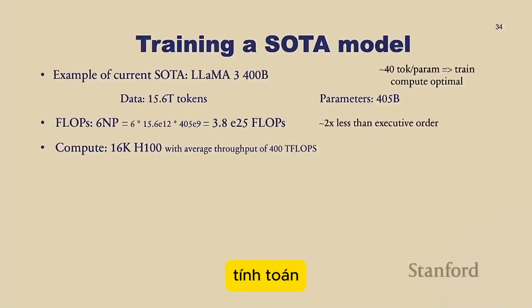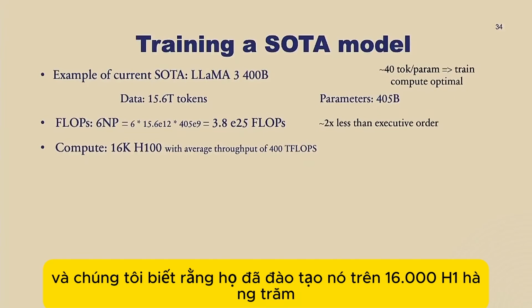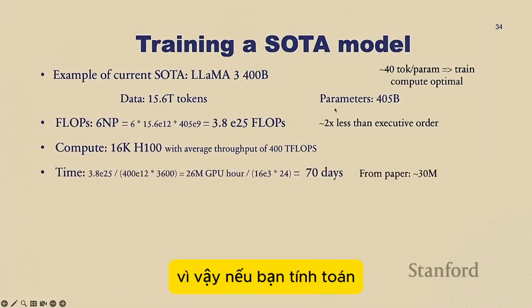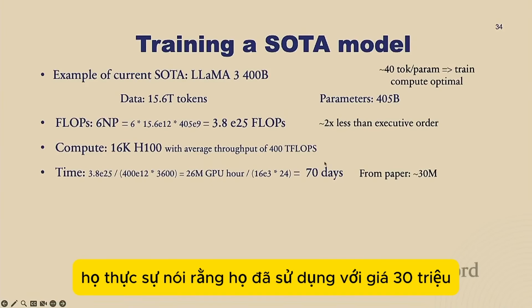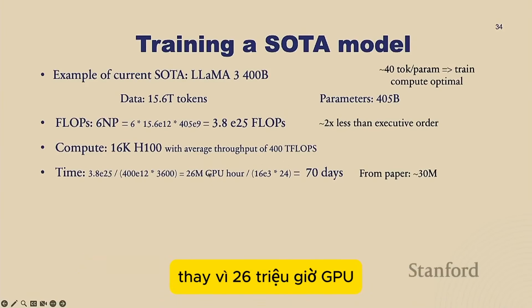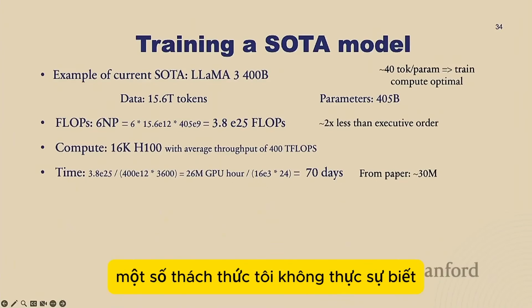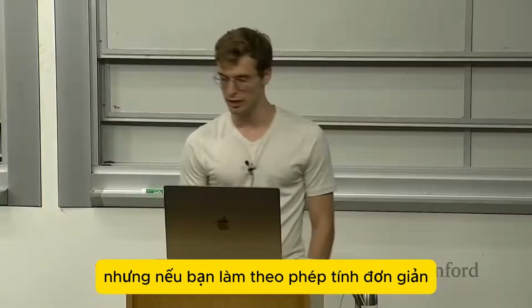Okay. Compute. We know that they trained it on 16,000 H100s. And we know the throughput they set it to. So if you do the computation, it takes around 70 days, or 26 million GPU hours. At least that's with my back of the envelope computation. They actually said that they used 30 million instead of 26 million GPU hours. So maybe they had some challenges, I don't really know. But if you follow the simple computation, it's around 70 days.